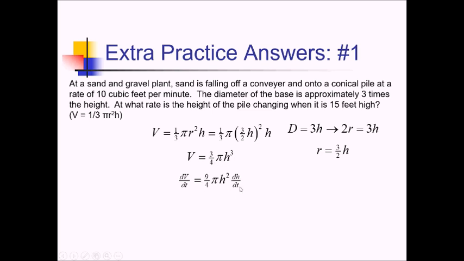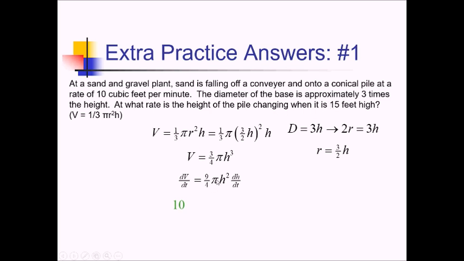Everything is a function of time. And eventually I want to solve for the rate at which the height is changing, so dh over dt. That means I have to plug things in for dV over dt and h. So for dV over dt, that's the rate of change of volume that they gave us up here. Our conical pile is growing at 10 cubic feet per minute, so I'll plug in 10 for dV over dt. And for the h here, that's the height at the exact moment in time that we care about, and they said that height was 15 feet. That's a pretty tall pile.